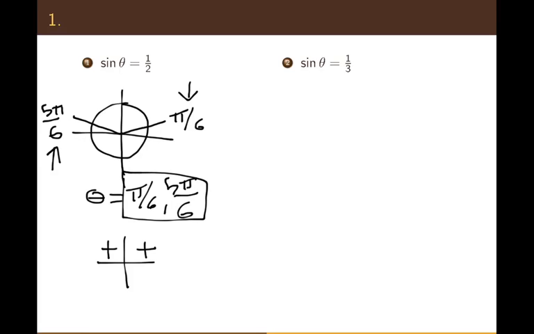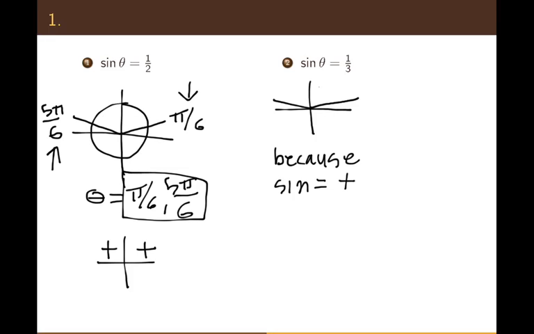Sine of theta is equal to 1/3. I haven't memorized one of these angles, but let's see if I can draw what's going on. The first question we should ask is, how many solutions are there to sine of theta equal to 1/3? Just like the first one that we knew how to solve, there are two solutions. One has to be in the first quadrant and one in the second quadrant, because sine is a positive number.